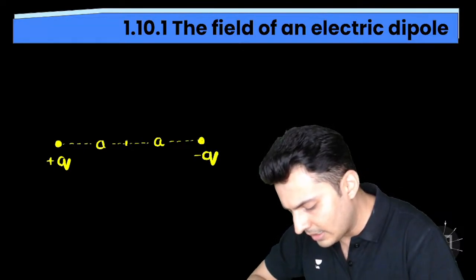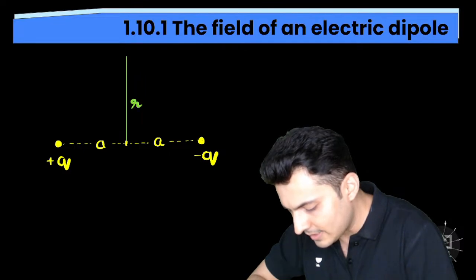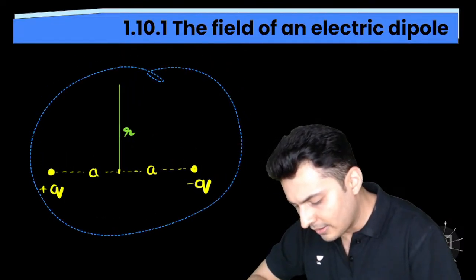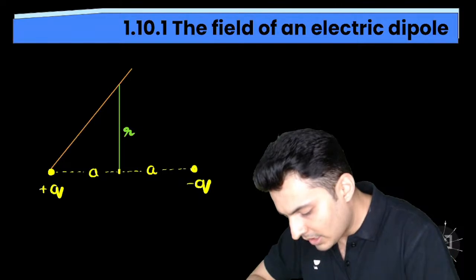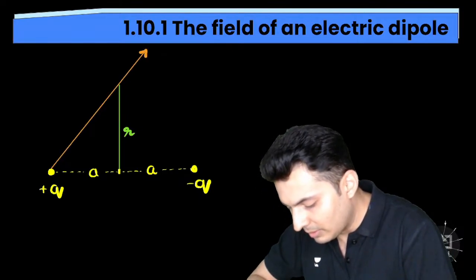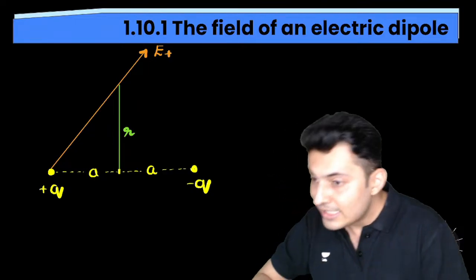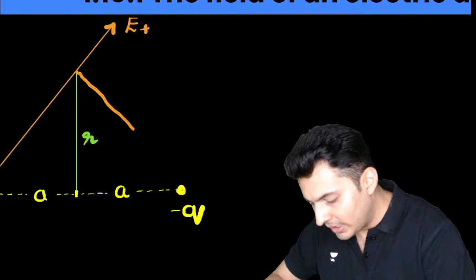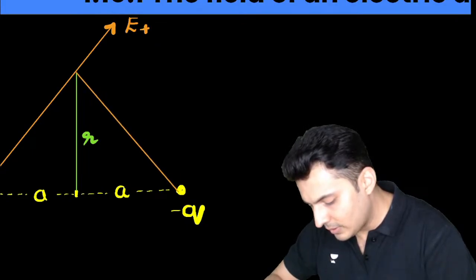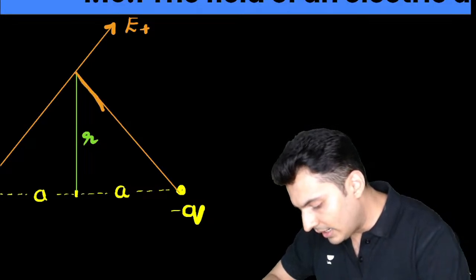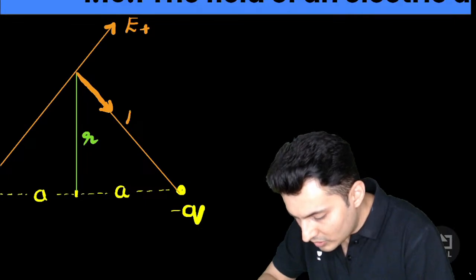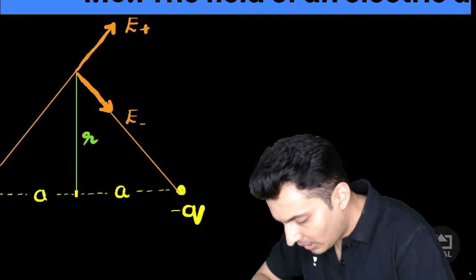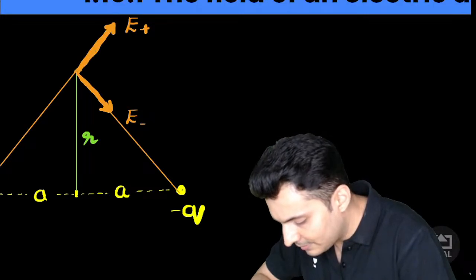You take some random point over here. Let's say this is R, and over here you find the electric field because of this positive charge. It will be towards this side. Because of the positive charge, it will be like this. The negative charge will pull that point towards this side. So there will be another electric field which I need to show in this particular direction. There will be two electric fields, one because of the positive charge this way, and one because of the negative charge this way.